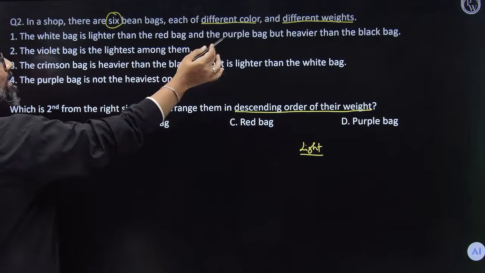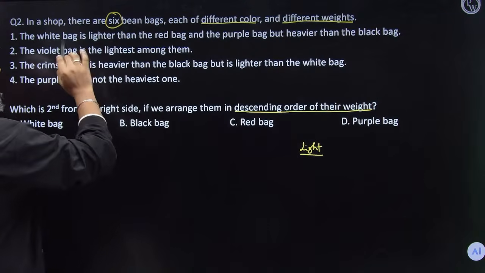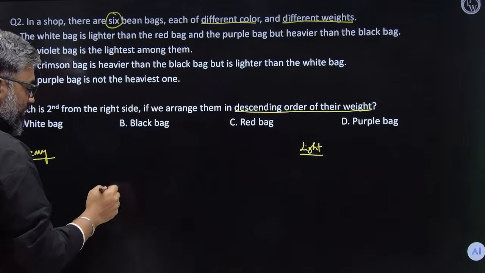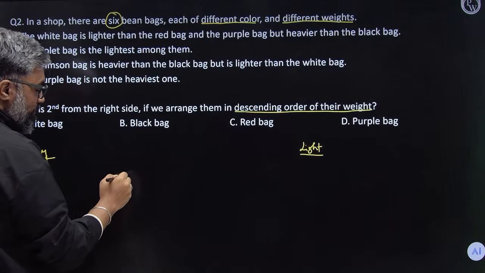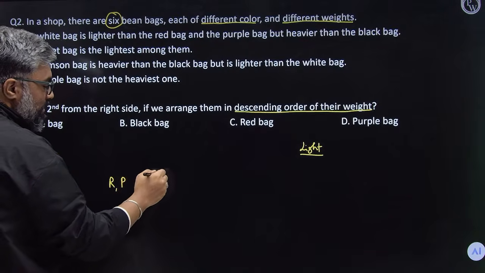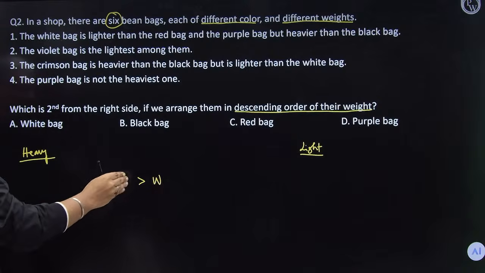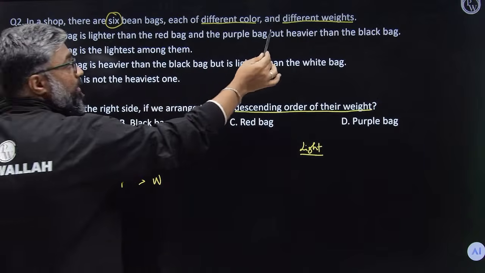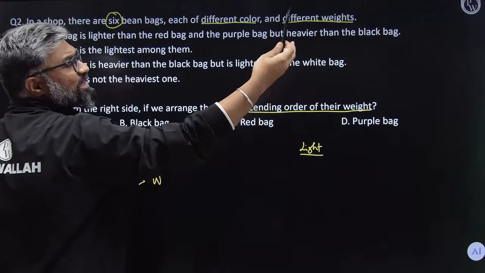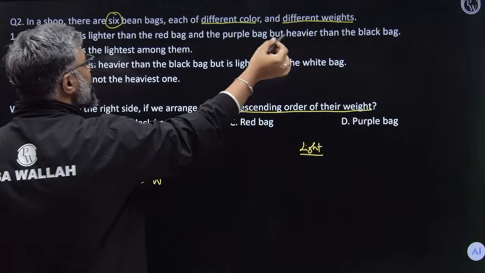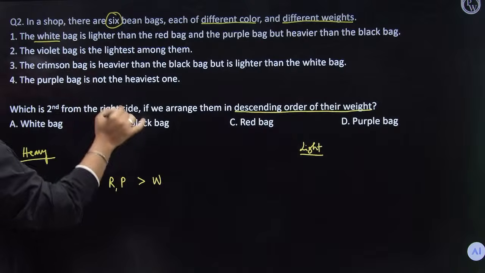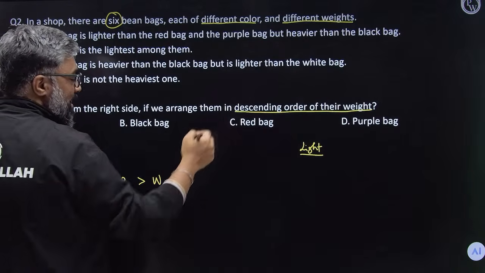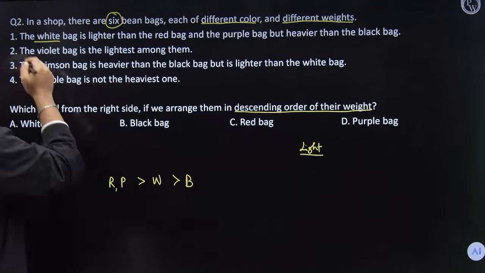White is lighter than red and purple. Okay. So there's red, there's purple, and white is lighter than these. That means red and purple are both heavier than white. Perfect. But heavier than black. Which bag is heavier than black? Same, white only. So white is heavier than the black bag. Perfect. We have one clue sorted.